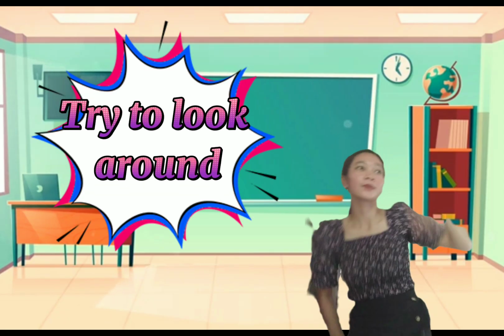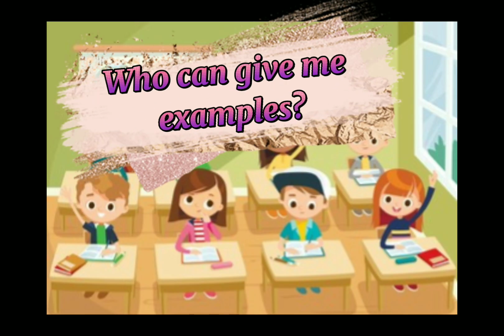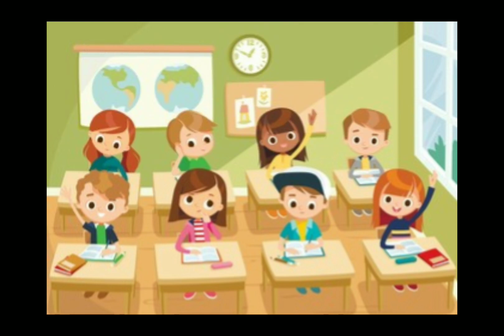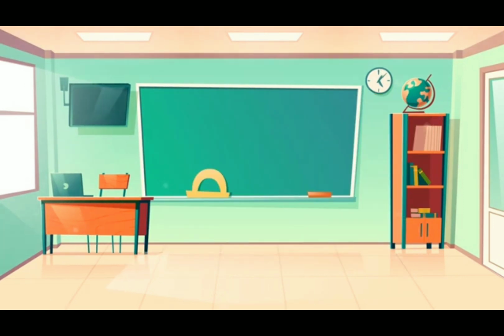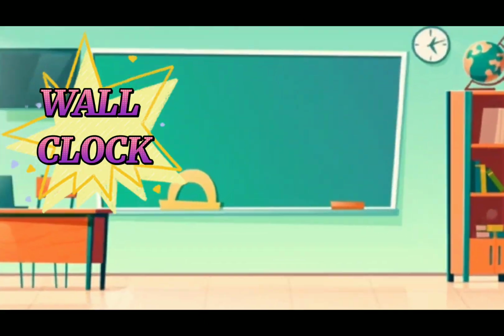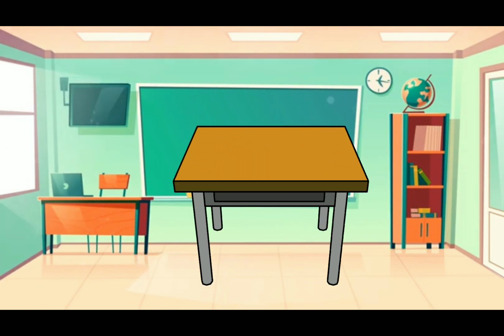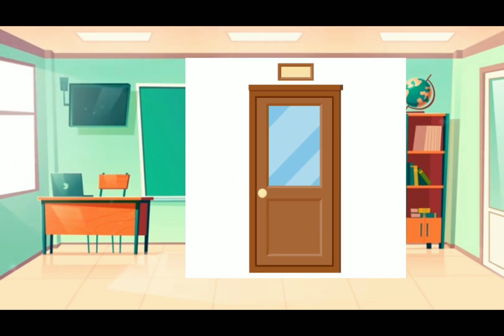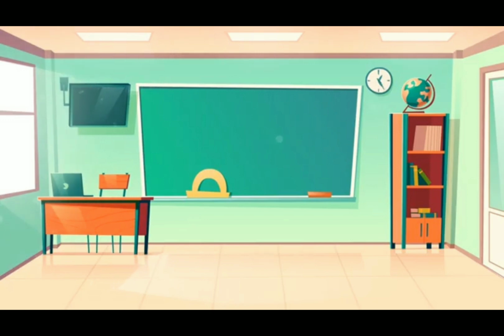So class, try to look around. Who can give me examples of different shapes and figures you can see here inside our classroom? Yes, very good. We have a lot of shapes and figures here inside the classroom. Just like the bulletin board with a shape of rectangle, the wall clock with a shape of circle, my table has a shape of square, the door also is rectangle, our bookshelves also is rectangle, and so much more.